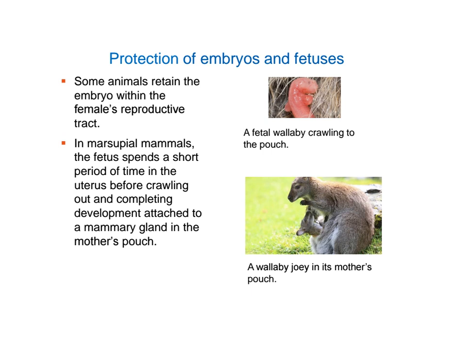So we continue with the theme of protection of embryos and fetuses. Some animals retain the embryo within the female's reproductive tract. For example, in marsupial animals, the fetus spends a short amount of time developing in the uterus. It will then leave the uterus by crawling out, and then it completes its development attached to the mammary gland in the mother's pouch. Here we can see a fetal wallaby crawling to the pouch. You can see that the animal's not very well developed. It's developed well enough to be able to crawl. It must have some fairly well developed musculature, but you see it has no ears, no eyes.